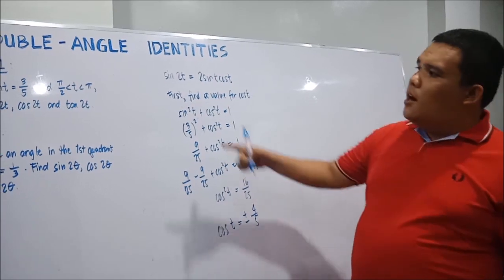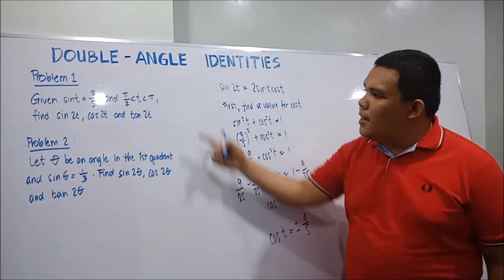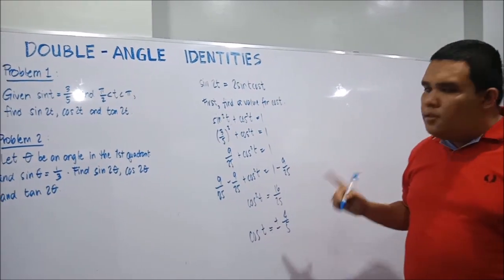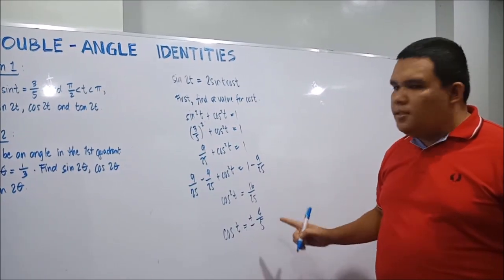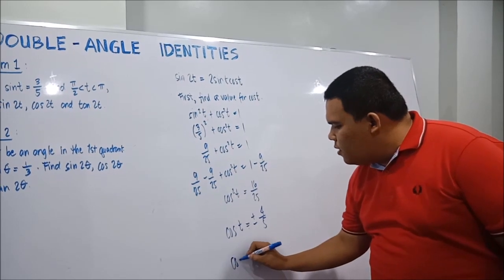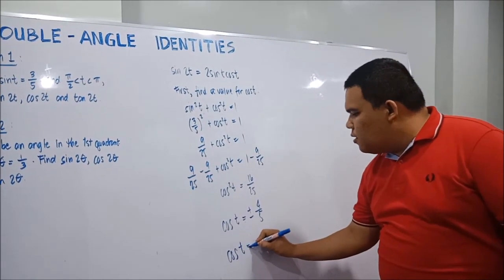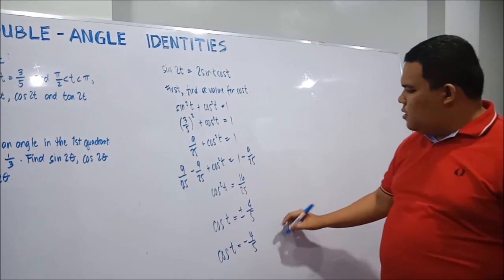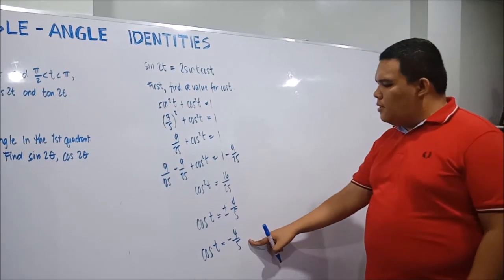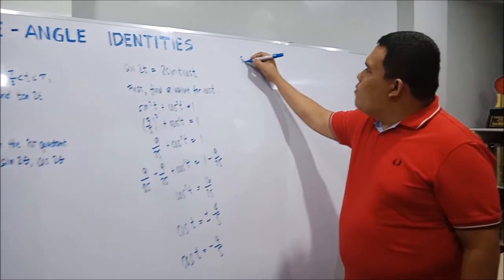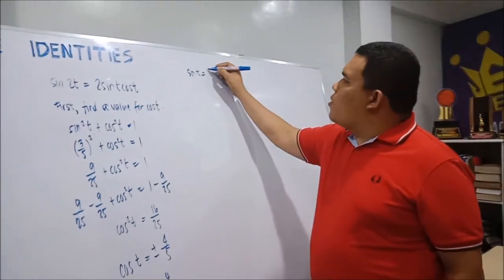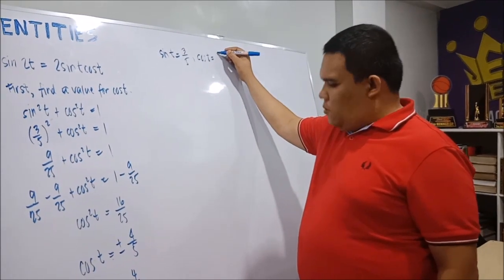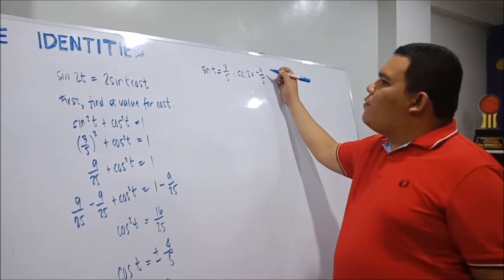But take note, our t is in the second quadrant. This range here is in the second quadrant, so our cosine in the second quadrant is negative. So we will use negative 4 over 5 for our cosine t. Now we have the values: sine t equals 3 over 5 and cosine t equals negative 4 over 5.